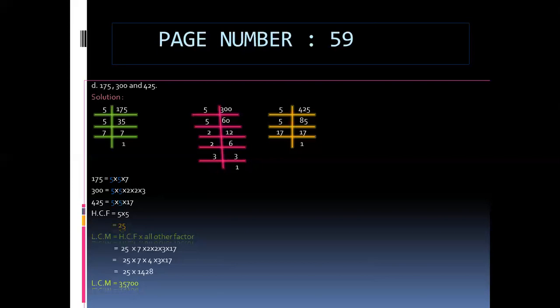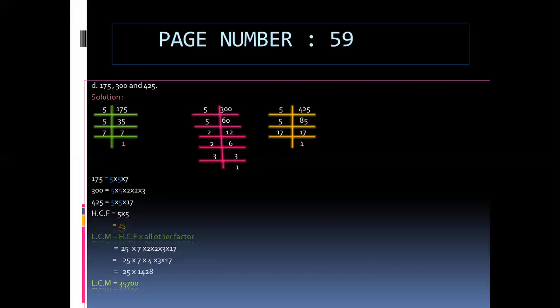The HCF is 5 and 5, highlighted number. 5 into 5 is 25. And the LCM is HCF multiplied by all other factors. HCF is 25. Check in 175. Uncommon is 7. In 300, 2 multiplied by 2 multiplied by 3 are uncommon. And in 425, only 17 is uncommon.